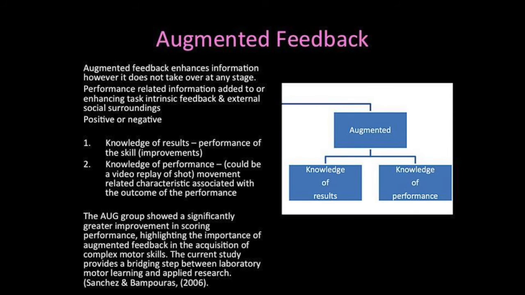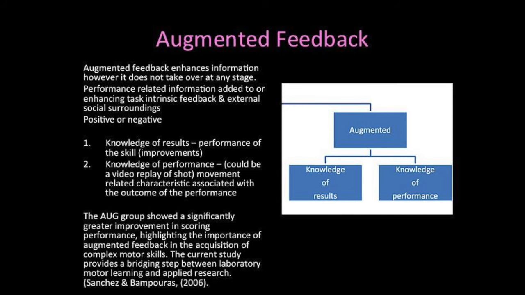Augmented feedback refers to enhancing information, however, it does not take over and can be positive or negative. Performance-related information is added to or enhancing task intrinsic feedback and external social surroundings. 2 main categories are knowledge of results, which is a performance of the skill, which could be improvements, and the knowledge of performance, which could be a video replay of the shot. 2 main roles are to facilitate achievement of action goals and to motivate the learner.